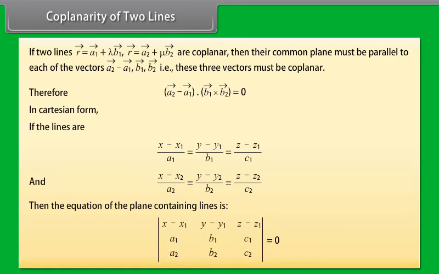First row x minus x1, y minus y1, z minus z1. Second row a1, b1, c1. Third row a2, b2, c2 equals 0.